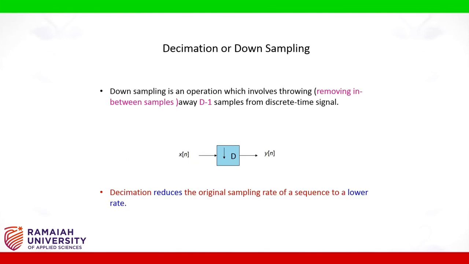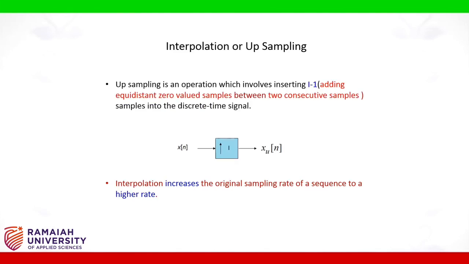Downsampling is an operation which involves throwing away d-1 samples from a discrete time signal. Decimation reduces the original sampling rate of a sequence to a lower rate. Upsampling is an operation which involves inserting i-1 samples into the discrete time signal. Interpolation increases the original sampling rate of a signal to a higher rate.